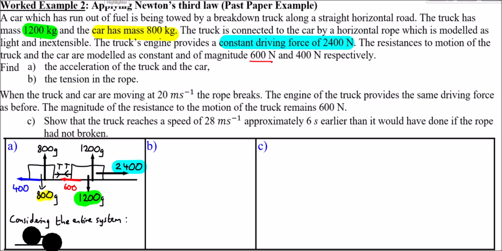Whoops, that isn't what I wanted to do. So I'll have to get rid of that, I think. This is what I wanted to do, 2,400. Now, the forces going to the left, remember, considering the entire system, we can ignore any internal forces. So we can ignore the tension force, that's internal, that's between the car and the truck. So the external forces are these resistive forces of 600 and 400. So 600 plus 400 gives a total resistive force going against the motion of 1,000.